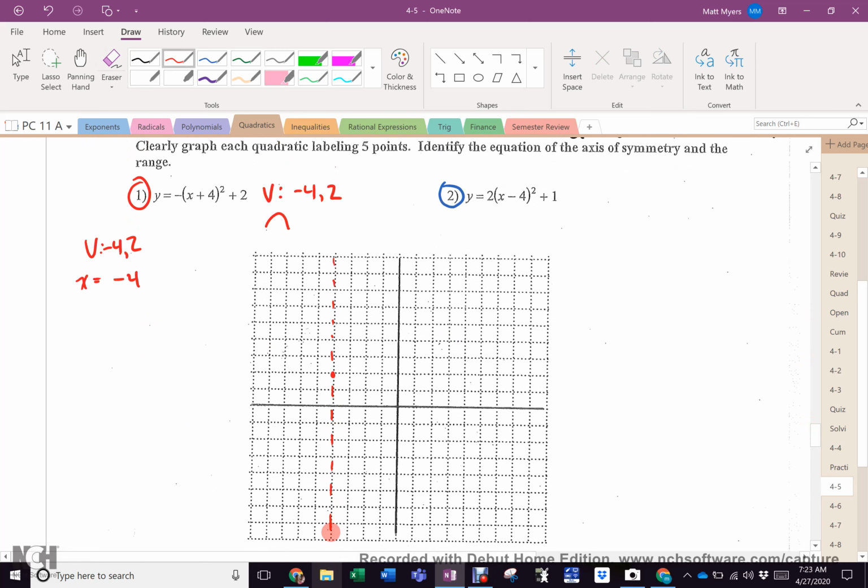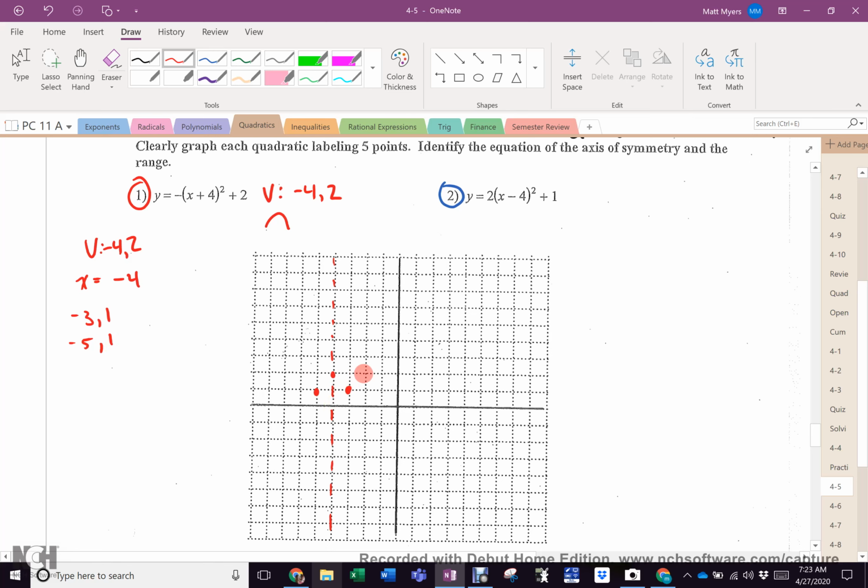And then I want to label 5 points. So there's 1. Now, since A is 1, that means I follow the regular parabola pattern. So over 1, and then because it's negative, down 1. And then I have the same thing over here. So that point right there is going to be -3, 1. And then -5, 1.